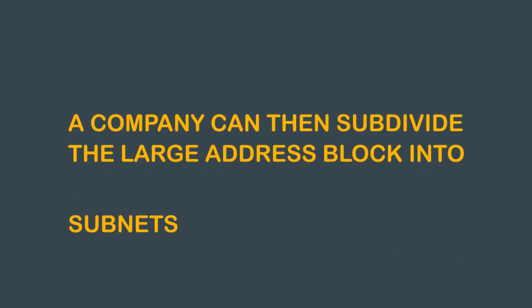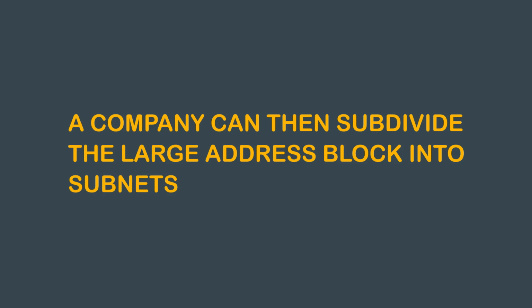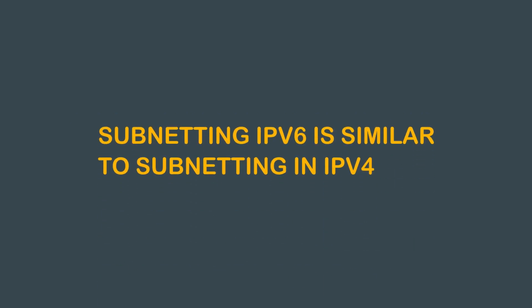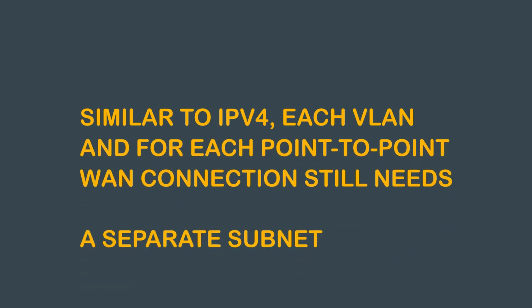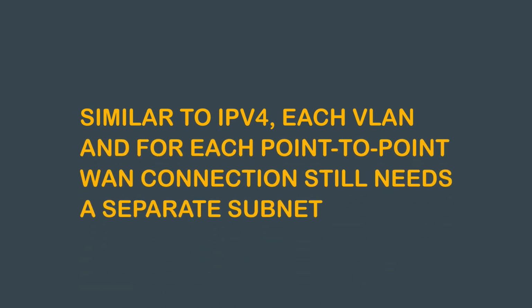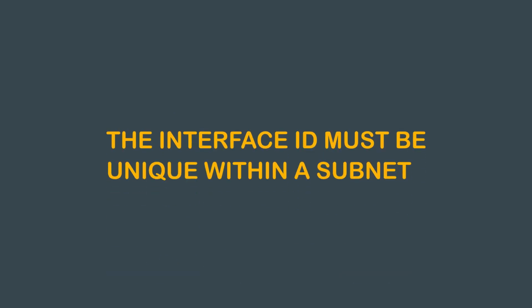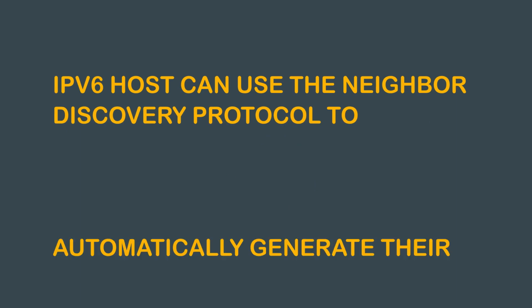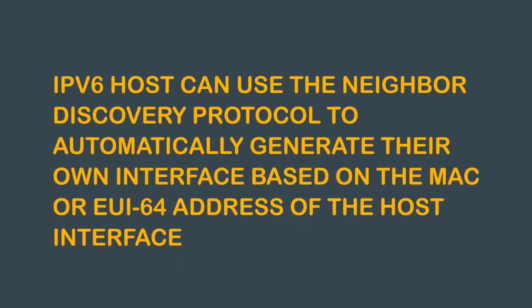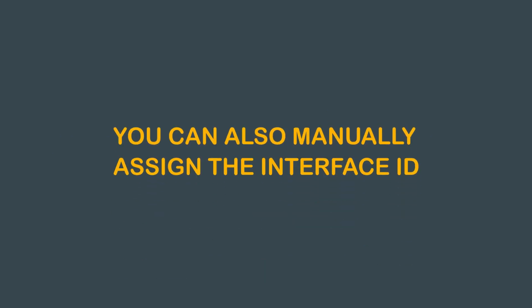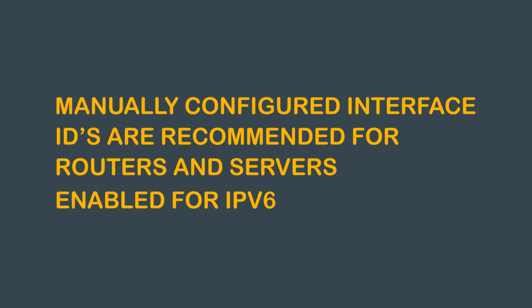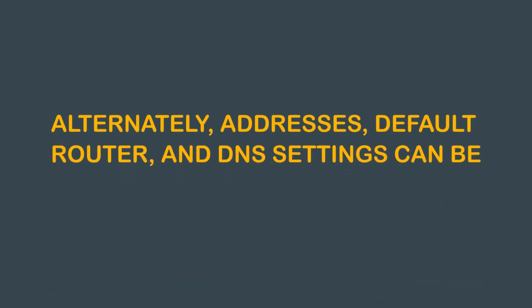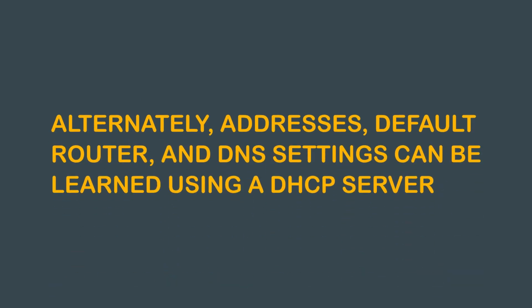A company can then subdivide the large address block into subnets. Subnetting IPv6 is similar to subnetting in IPv4. Similar to IPv4, each VLAN and each point-to-point WAN connection still needs a separate subnet. The interface ID must be unique within a subnet. IPv6 hosts can use the Neighbor Discovery Protocol to automatically generate their own interface ID based on the MAC or EUI64 address of the host interface. You can also manually assign the interface ID. Manually configured interface IDs are recommended for routers and servers enabled for IPv6. Alternately, addresses, default router, and DNS settings can be learned using a DHCP server.